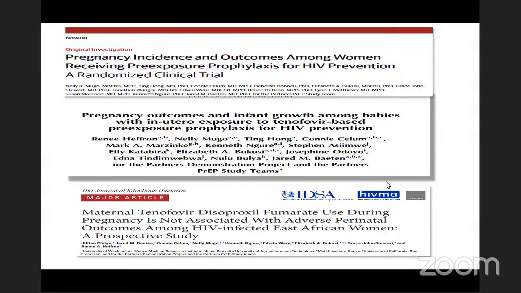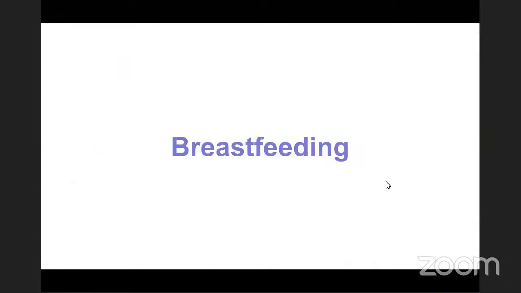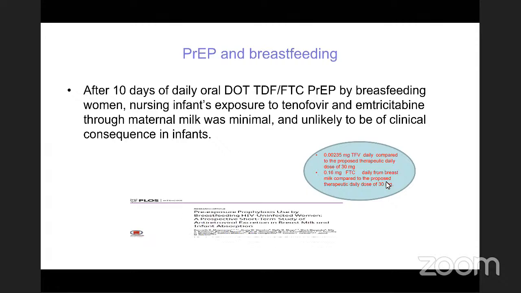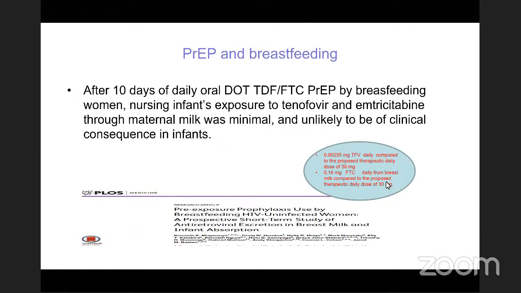And there are many papers that we worked with the other colleagues to publish, and these were just able to show that PrEP is safe in pregnancy. What about breastfeeding? Similar concepts, similar issues. But when we tested PrEP among breastfeeding women, we were able to see that there's very little amount that gets to the baby during breastfeeding.